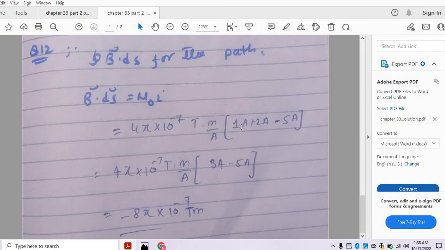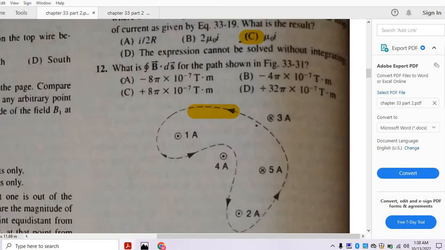As I have already told you, 1 ampere and 2 ampere are taken as positive, while 5 ampere is taken as negative. So 1 plus 2 is 3 amperes minus 5 amperes, you get minus 2 amperes. That would be multiplied by 4 pi times 10 raised to power minus 7, so minus 2 multiplied by 4 is minus 8 pi times 10 raised to power minus 7 Tesla meter. Ampere will cancel out with this one. So option A would be the correct option.